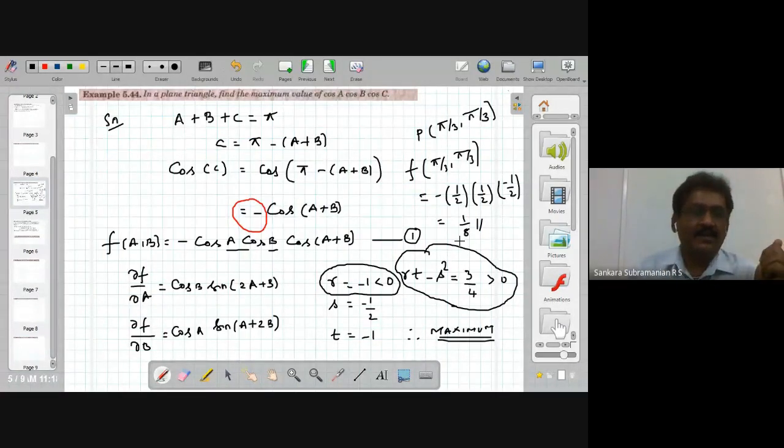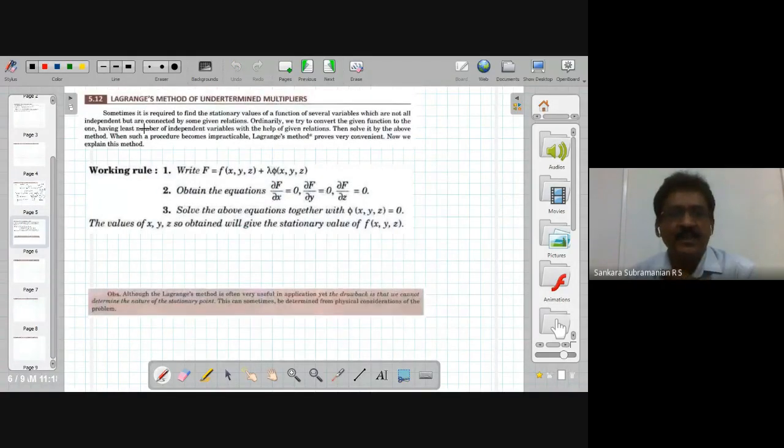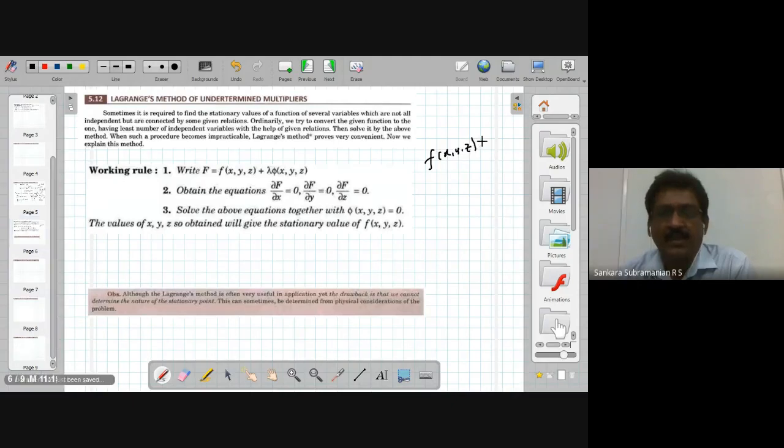Okay, fine. Today I'm going to introduce a concept called Lagrange's method of undetermined multipliers. Going for the theory, it looks to be very hard, but suppose you are given a function f with, for example, 3 variables, f of x comma y comma z. This is a function in terms of x, y, z, and I call this an objective function.